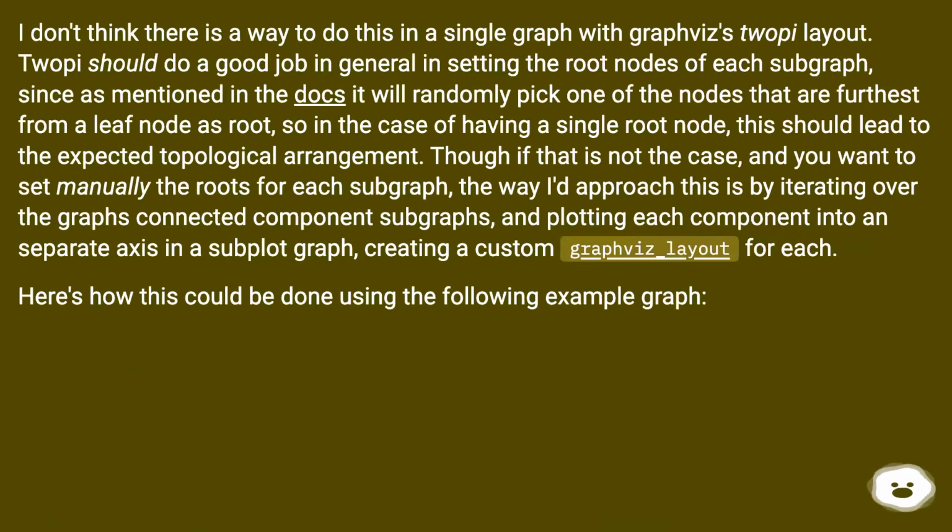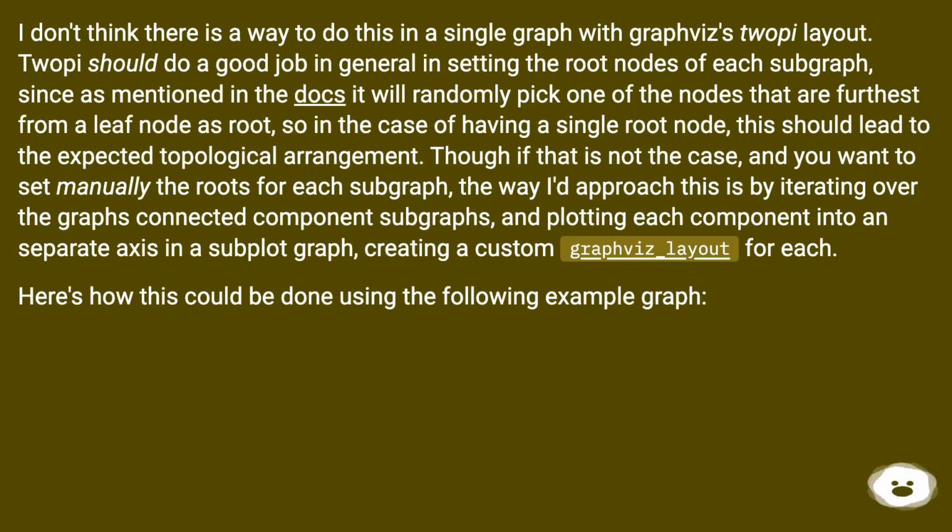I don't think there is a way to do this in a single graph with graphviz's twopi layout. Twopi should do a good job in general in setting the root nodes of each subgraph, since as mentioned in the docs it will randomly pick one of the nodes that are furthest from a leaf node as root, so in the case of having a single root node, this should lead to the expected topological arrangement.